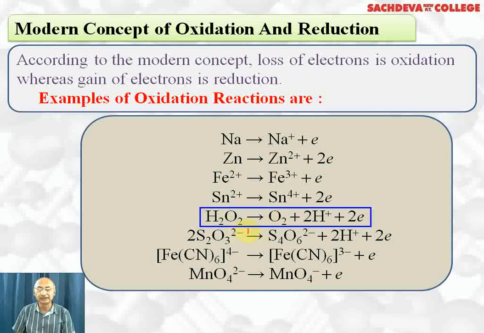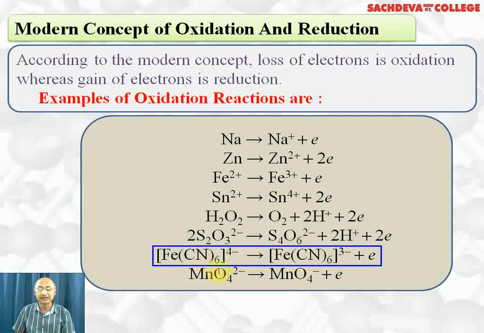Hydrogen peroxide is getting oxidized to oxygen by losing 2 electrons. 2 thiosulfate ions are losing electron to form tetrathionate ion. Ferrocyanide ion is losing electron to form ferricyanide ion, and manganate ion are losing electron to form permanganate ion. So all these reactions are oxidation reactions in which loss of electron is taking place. So in modern concept, oxidation involves loss of electron.